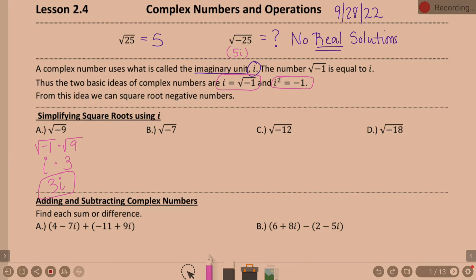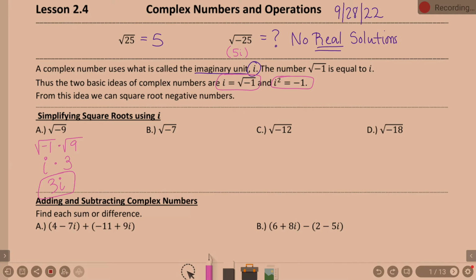Do you know the square root of 7 off the top of your head? Should you know the square root of 7 off the top of your head? No, because 7 is not a perfect square, is it? So in that case, we're going to leave 7 as is. I'm not going for decimal answers today. Okay? But what about that negative?